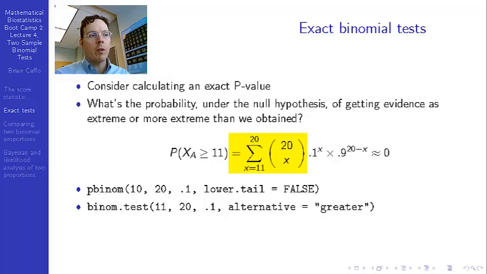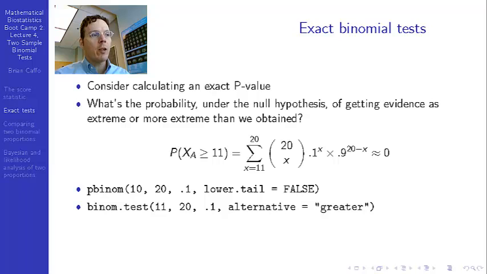Where does the fact that we're under the null hypothesis that p naught is 0.1 come in? Well, right here: it's 0.1 to the x, 0.9, which is 1 minus 0.1, to the 20 minus x. So this calculation, the probability of getting more than 11 people with side effects out of 20, is done under the null hypothesis that p naught is 10%. So this is the probability of getting evidence as or more extreme in favor of the alternative, with the probability being calculated under the null hypothesis. So this is a p-value.